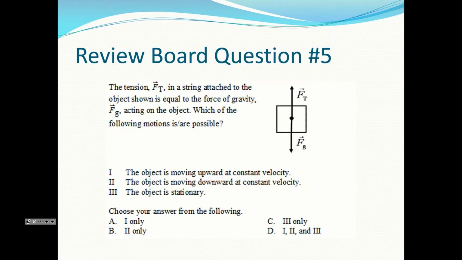For number 5, the force of tension in a string attached to the object shown is equal to the force of gravity. Which of the possible situations could happen? So Ft is equal to Fg. So that means that our F net is equal to 0. And anytime our F net is equal to 0, it means it can be either stopped or moving at a constant speed. So the object is moving at a constant velocity up, for sure, that can happen. The object is moving downward at a constant velocity? Yeah. The object is stationary? Yes. All three of these situations can happen if our F net is equal to 0.